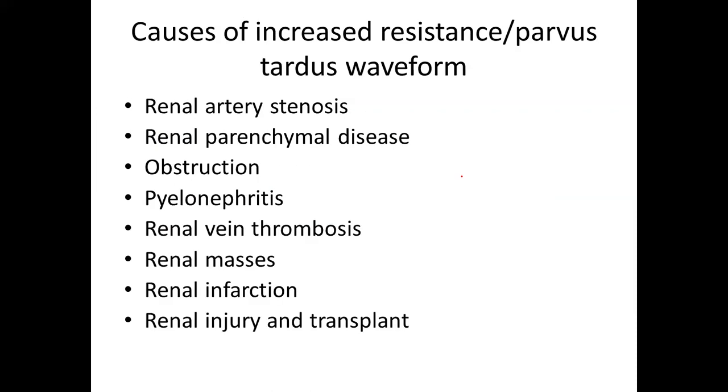Right, okay, this slide I was just talking of causes of increased resistance or parvus tardus waveform. It's just the same as the first one that I've given to you, which causes increased blood pressure in our hypertensive patient, of which renal stenosis is one of them, and renal parenchymal disease. These things are the ones that cause our waveform to have that parvus tardus waveform and to have abnormal renal Doppler findings. So they include renal artery stenosis, renal parenchymal disease, obstruction, pyelonephritis, renal vein thrombosis, renal masses, renal infarction, renal injury, and transplant.